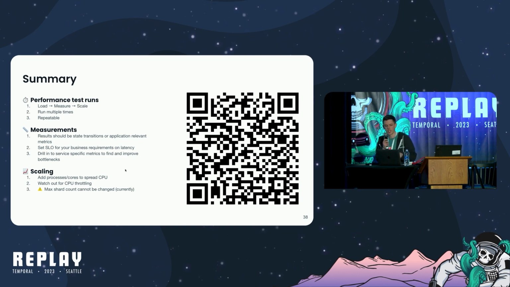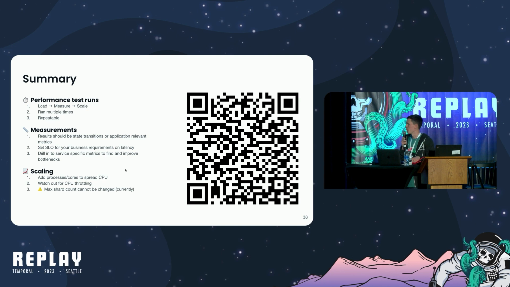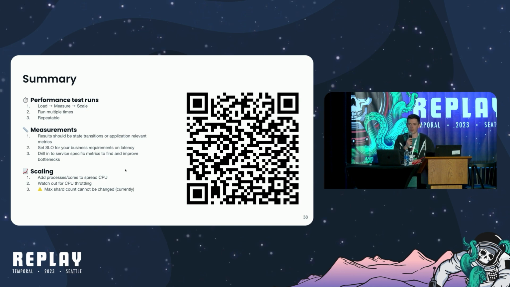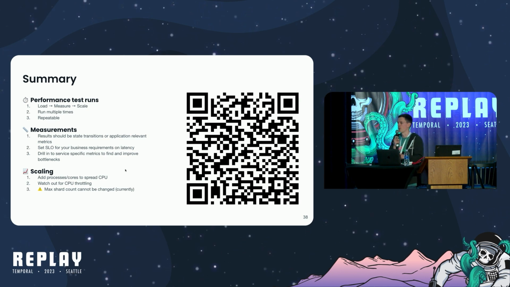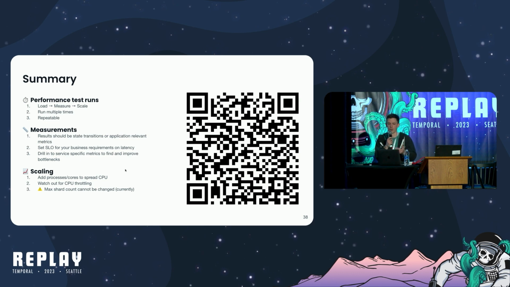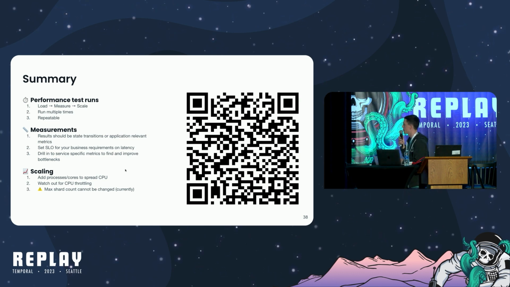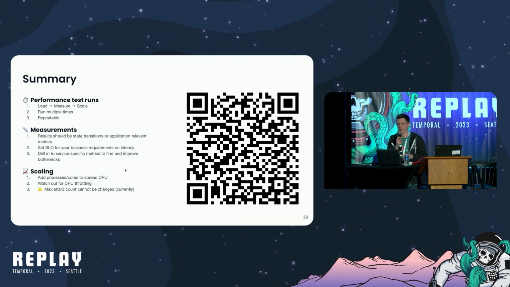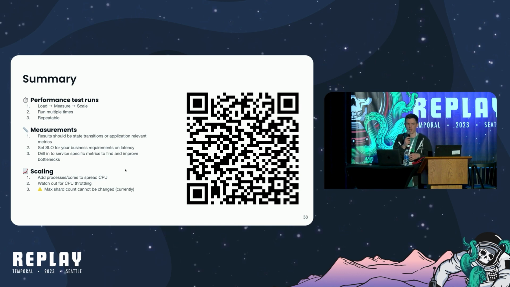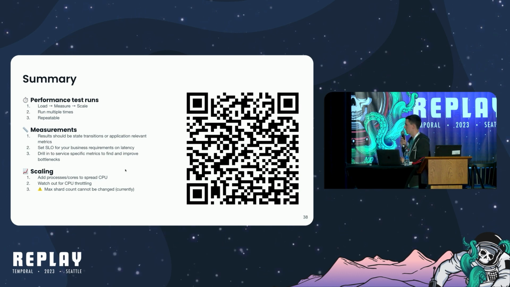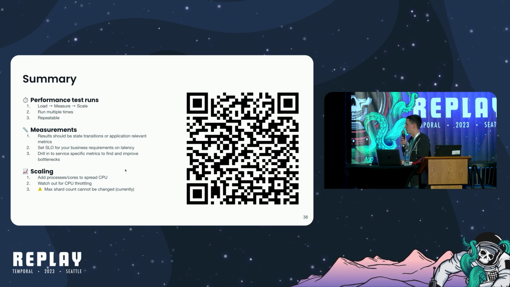Measurements. Results should either be state transitions if you're testing how hard you can push the cluster, or application-relevant metrics if you're testing a specific workload. How many workflows could I get through in a minute? Whatever is useful for you. Drill into the service-specific metrics only when you need to find bottlenecks. Always check CPU, memory, that kind of thing. The basic processor-level stuff.